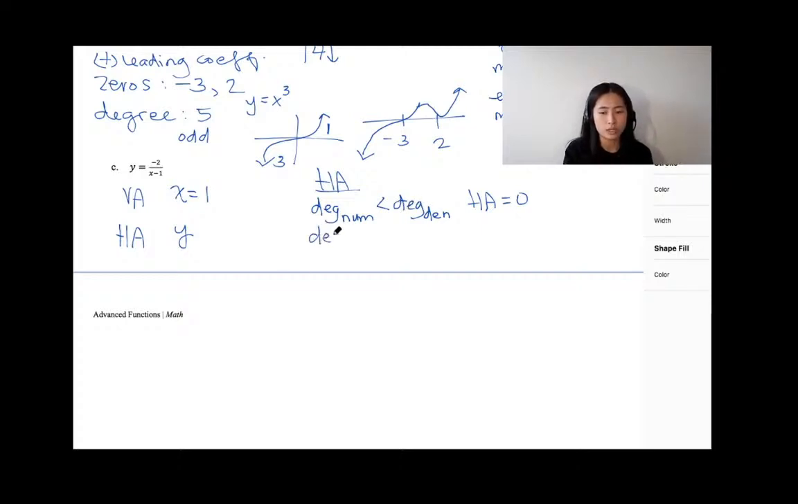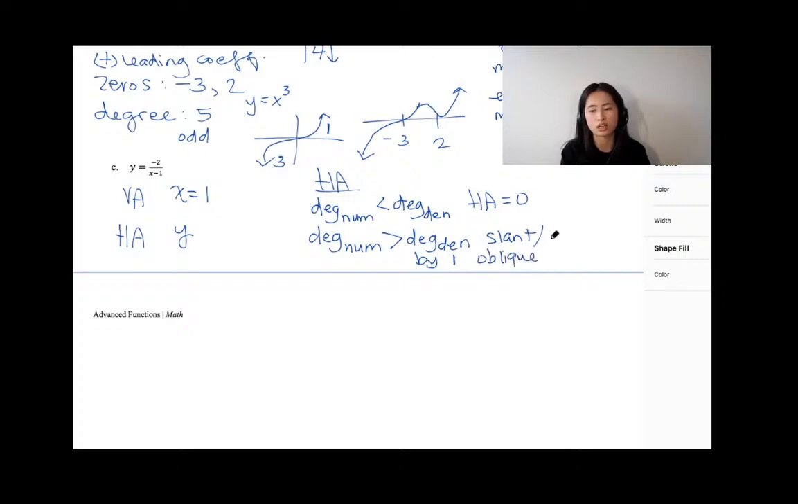Now, moving on to when the degree of your numerator is greater than the degree of your denominator, and it's only by 1. Why are we emphasizing that it's only by 1? Well, if it's by 1, that means you're going to assess whether you have a slant asymptote as opposed to a horizontal asymptote. You call this slant or oblique, depending on which your teacher prefers. So it's slant or oblique asymptote.